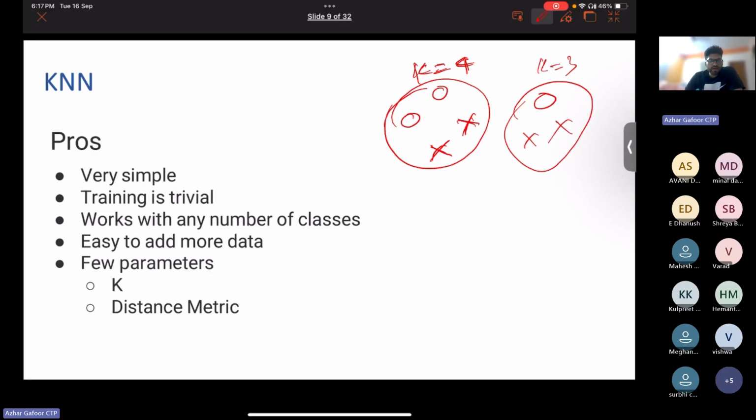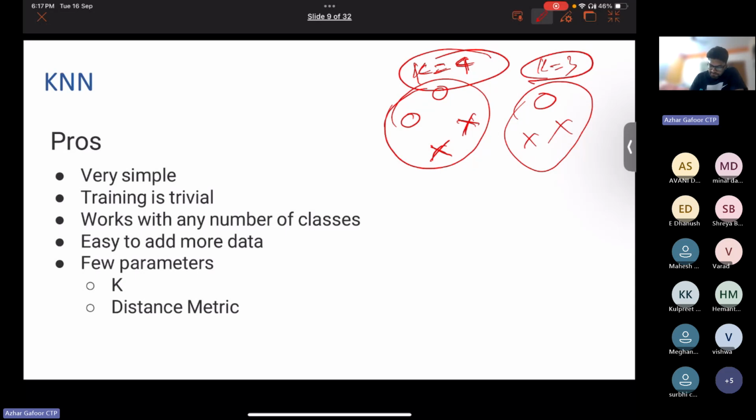Now we can add more data to our classes. Because we need to only find the distance, and we have only a few parameters to consider, that is the number k and the distance metric. What kind of distance metric do we have to use?